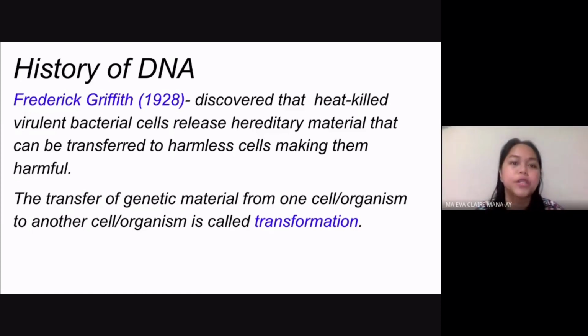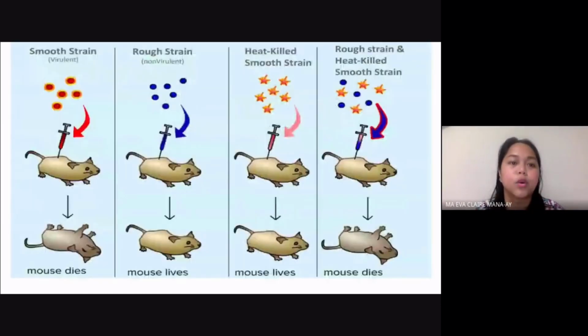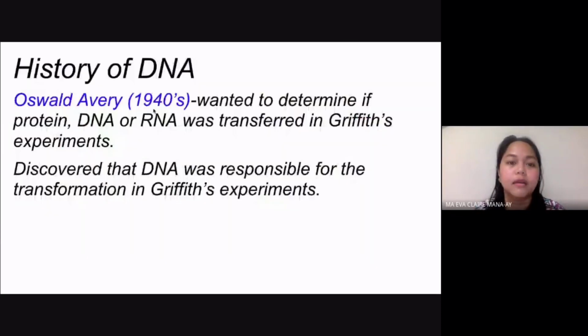And so the next person to continue the study was Oswald Avery. This happened in the 1940s. He wanted to determine if protein, DNA, or RNA was transferred in Griffith's experiments. Remember, we said Griffith was not sure whether it was protein, DNA, or RNA that was transferred during his experiment. What Oswald Avery discovered was that it was actually DNA that was responsible for transformation. It's not protein, it's not RNA, but DNA.